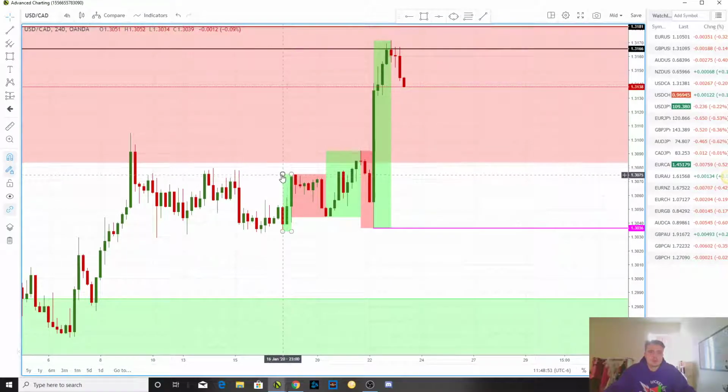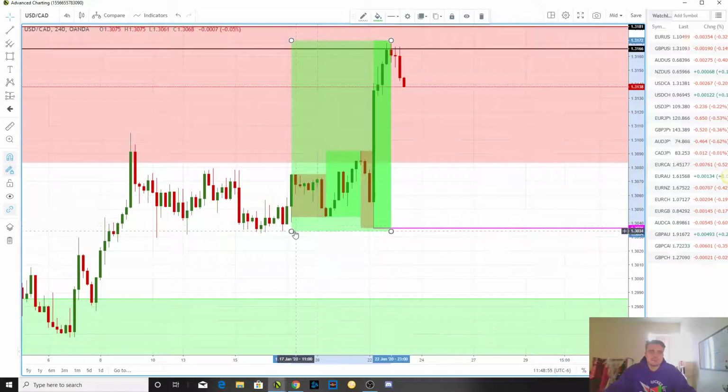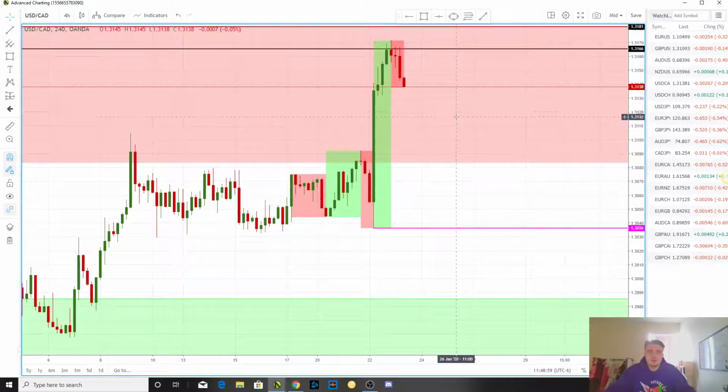Okay. Looks like we're finally in the higher time frame supply on the dollar CAD. Just wait for a swing low and then a break of the swing low to the downside on that to take short.